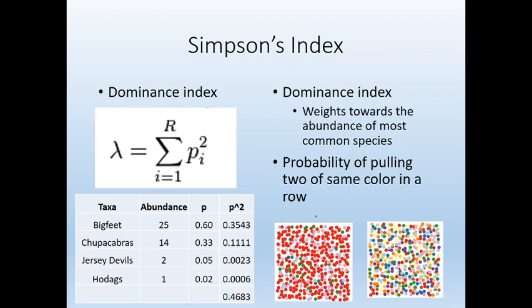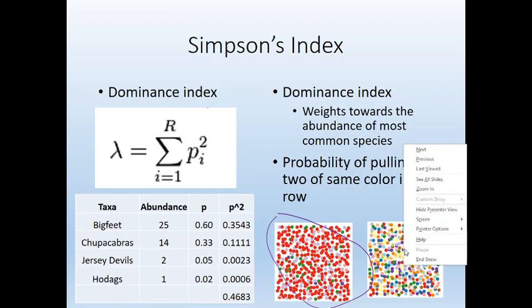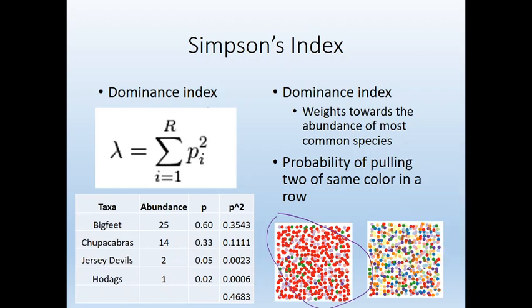Now, in this community you've got a huge dominance of red here. So what's the probability of pulling two of the same color in a row? Well, it's actually higher in this example than this example, right? Because here if you pull up a purple, what's the probability of actually pulling another purple? The answer is it's probably pretty low. You're probably going to get another color.